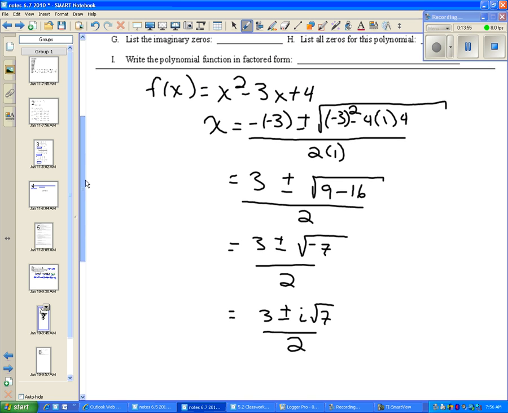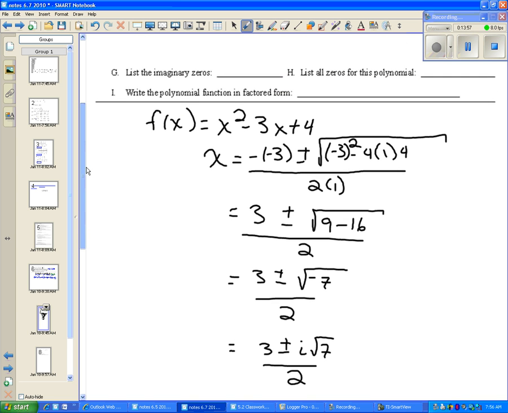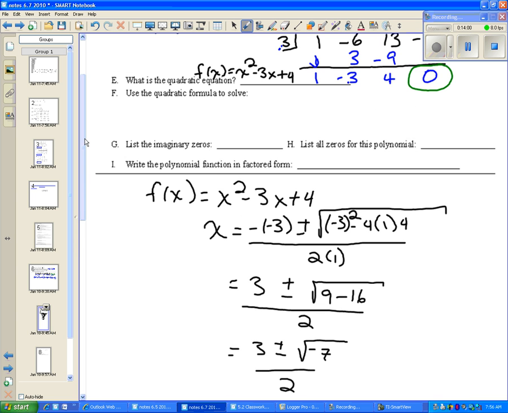They're imaginary roots. So list the imaginary roots. My imaginary roots again were 3 plus or minus i square root 7 over 2. List all zeros for this polynomial. The zeros for the polynomial are 3, and 3 plus i square root 7 over 2, and 3 minus i square root 7 over 2. Those are my zeros.